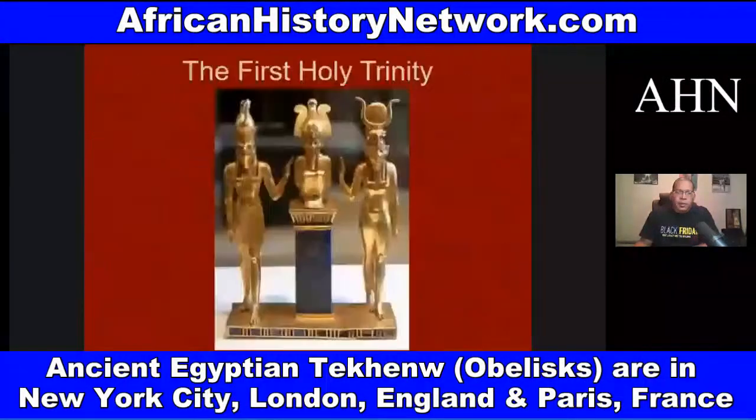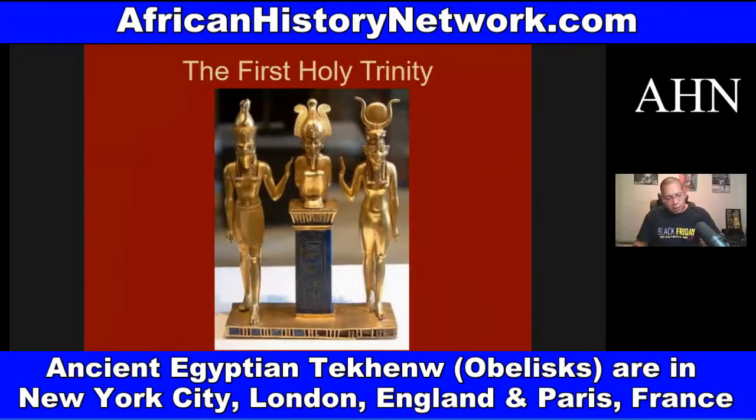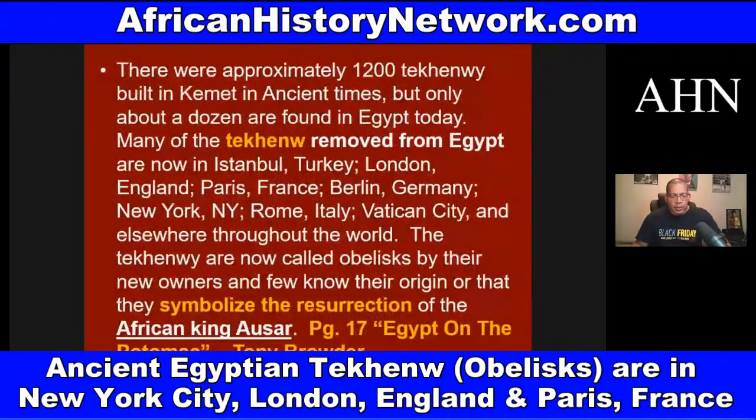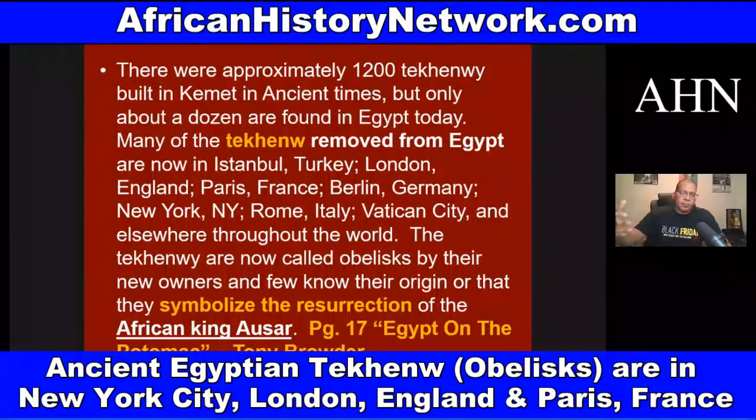So here is a famous statue of Asar, Aset, and Heru, who the Greeks called Osiris, Isis, and Horus. They're known as the First Holy Trinity. And the Tekhen comes from the story of Asar being cut up into 14 pieces by his brother Set, and Aset, his wife, recovers 13 of the pieces. The 14th piece is missing, the phallus. So she erects the Tekhen, which is a symbol of the phallus that's missing, but it's a symbol of resurrection.